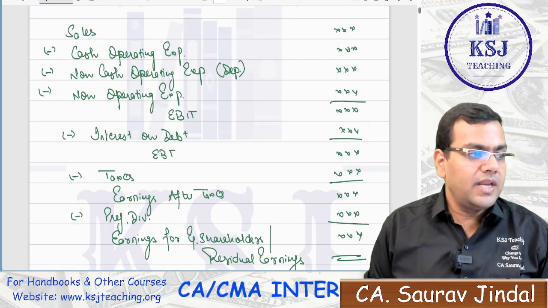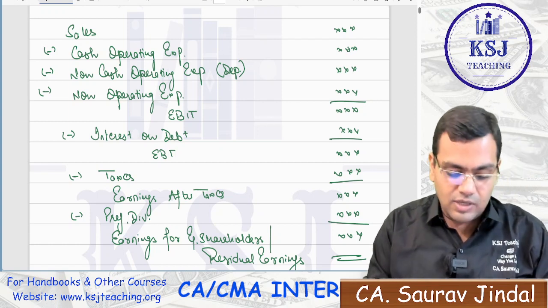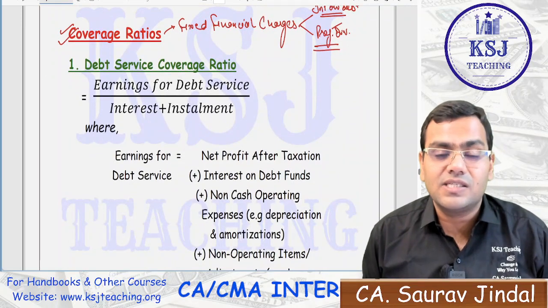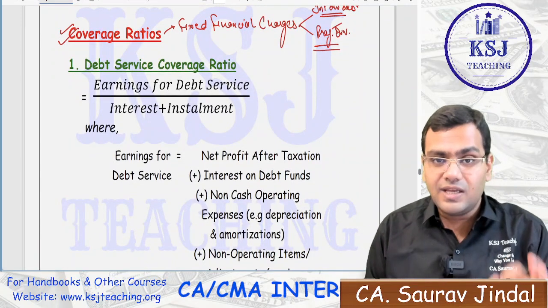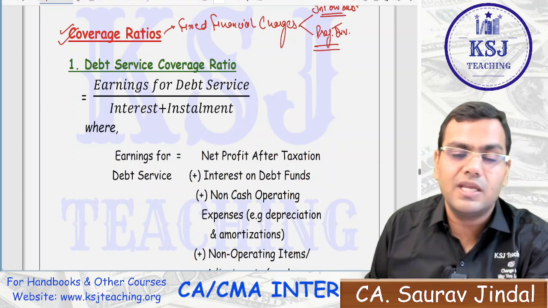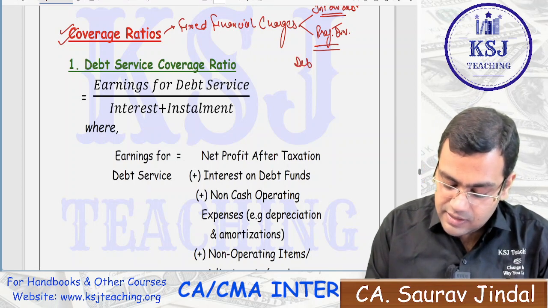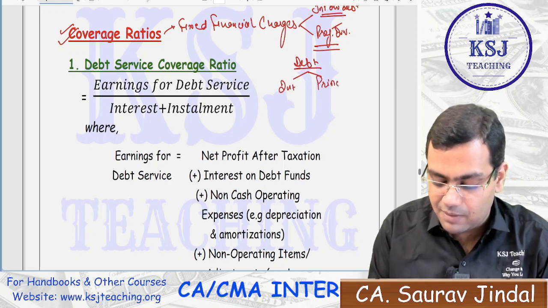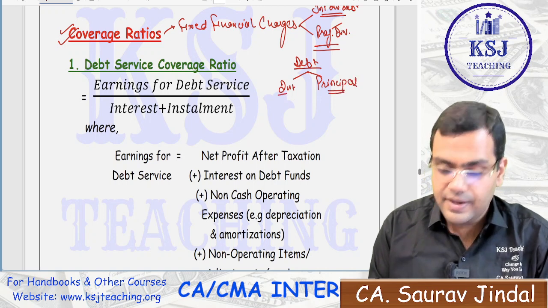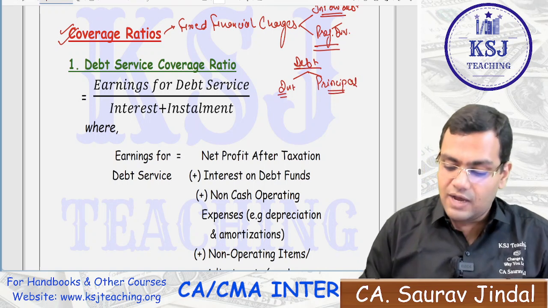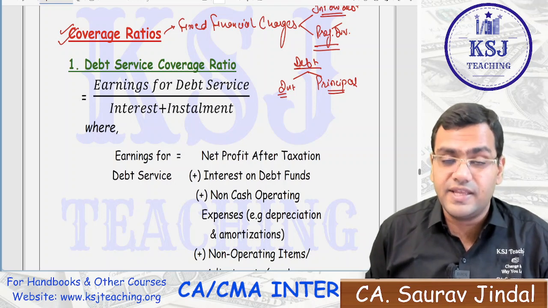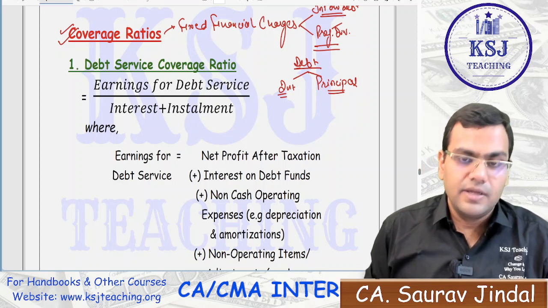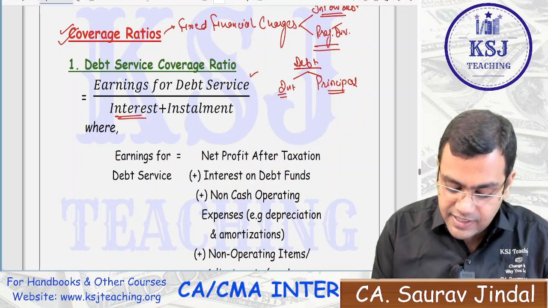So this is one thing that you have to remember. Now we are moving on to the first ratio, the debt service coverage ratio. What are the two things that are required to be paid in case of a debt? The first thing that you have to pay is the interest on debt. Secondly, you also have to pay the principal amount of the debt. So you want to know whether you are earning sufficient to pay off the interest as well as the installment amount. So it is earnings for debt service divided by interest plus installment.